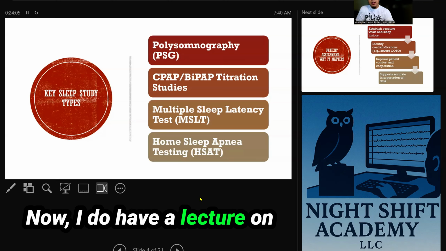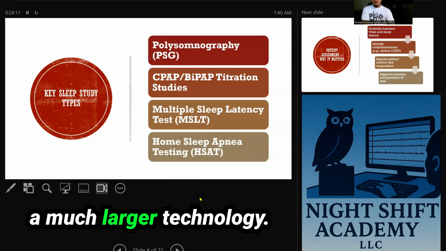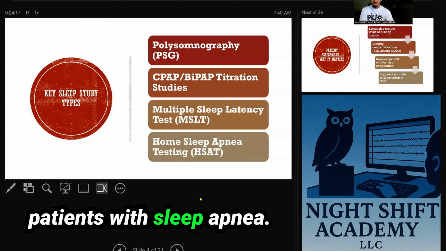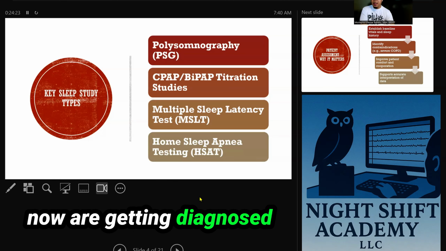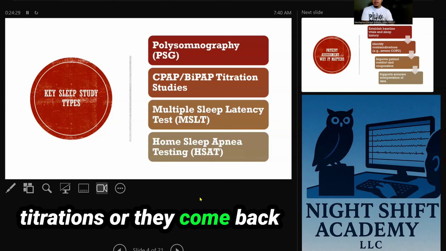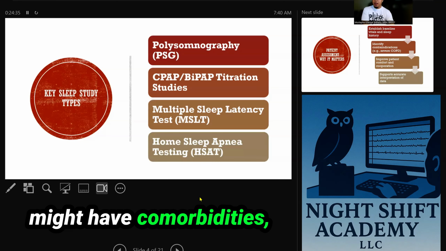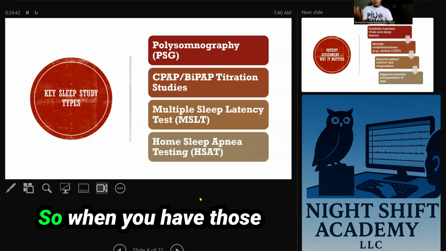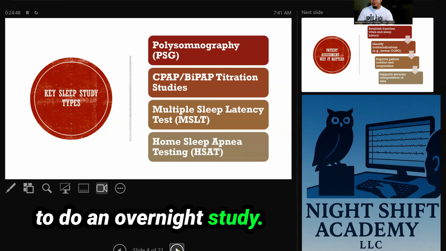Now, I do have a lecture on home sleep testing alone, because this has evolved into a much larger technology. And here in the United States, this is the main mode of diagnosing patients with sleep apnea. Majority of the patients have sleep apnea, and majority of the patients now are getting diagnosed with home sleep testing. They only come into the sleep lab when they need titrations or they come back and they require additional testing because they might have comorbidities. Comorbidities such as maybe COPD, hyperventilation, neuromuscular disease. So when you have those comorbidities, you cannot just do home sleep testing. You need to do an overnight study.